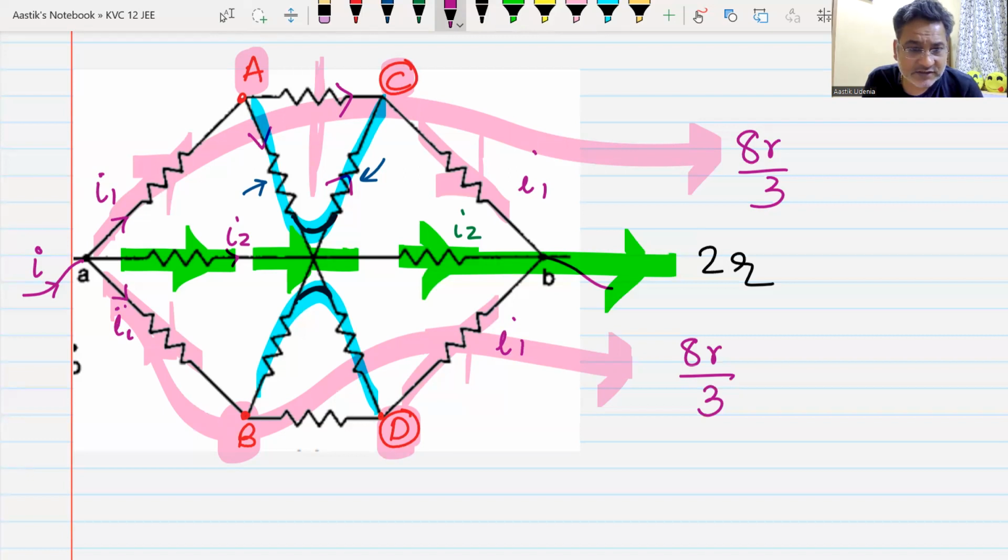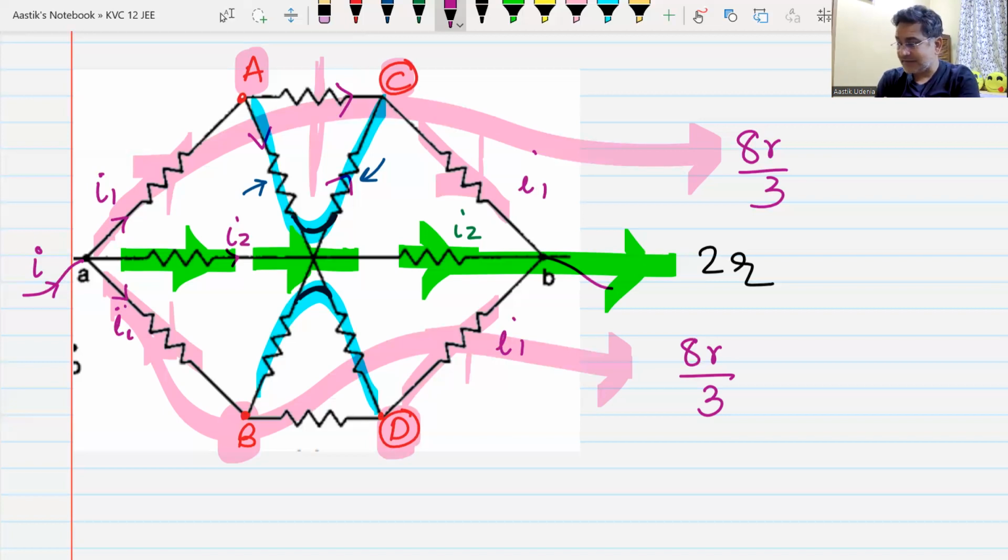Do we understand how this is done? Sir, yes. Can you repeat it again? What have you not understood? Which part? 8R by 3? Do it on your own. Just take the upper branch out and do it. That is the best way to do it. Take the upper branch out and do it yourself.